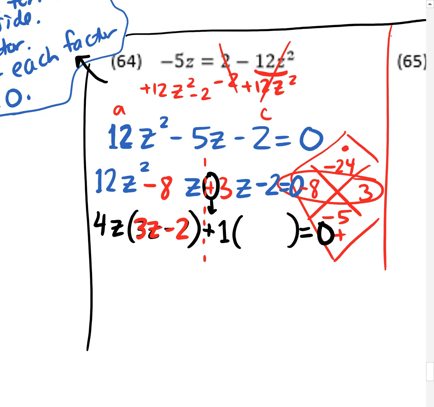Don't forget your equals 0. So 1 times what is 3z? That'd be 3z. 1 times what is negative 2? Negative 2. They have the 3z minus 2 in common, so that'll come out. And then the leftovers will go in the second parentheses, 4z plus 1.